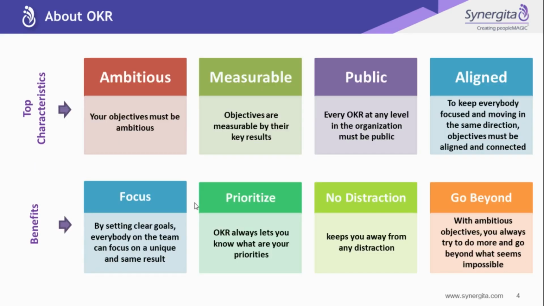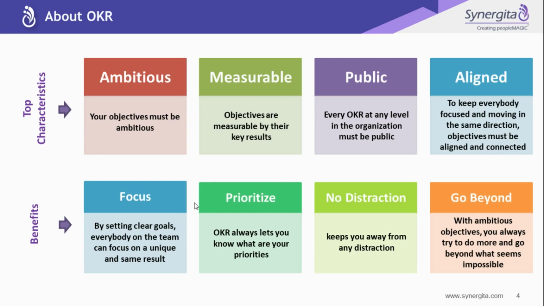What are all the top characteristics and the benefits of OKR? So characteristics, first we have ambitious. So make sure all the objectives which we set for the employees at employee level and also at the company level, it must be achievable and yet it must be ambitious as well, so that they take it as an inspiration to achieve their OKRs on a daily basis. And make sure all the objectives are measurable. So objectives must be measurable by their key results as well.